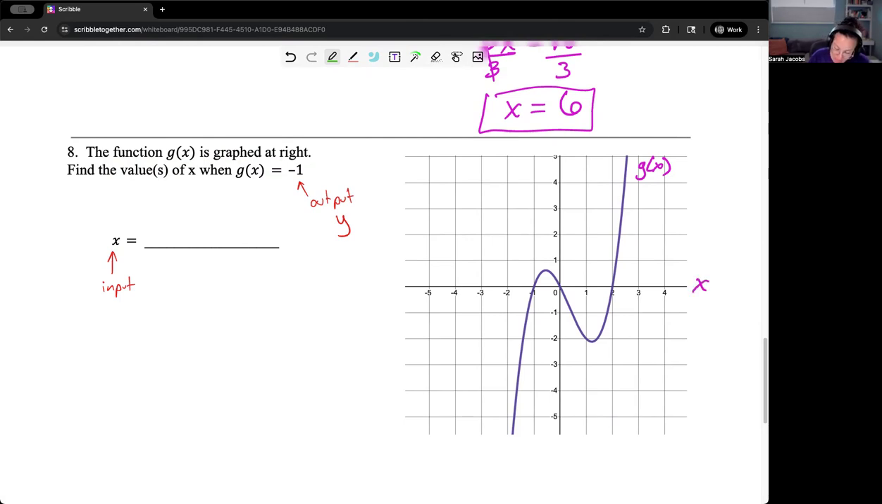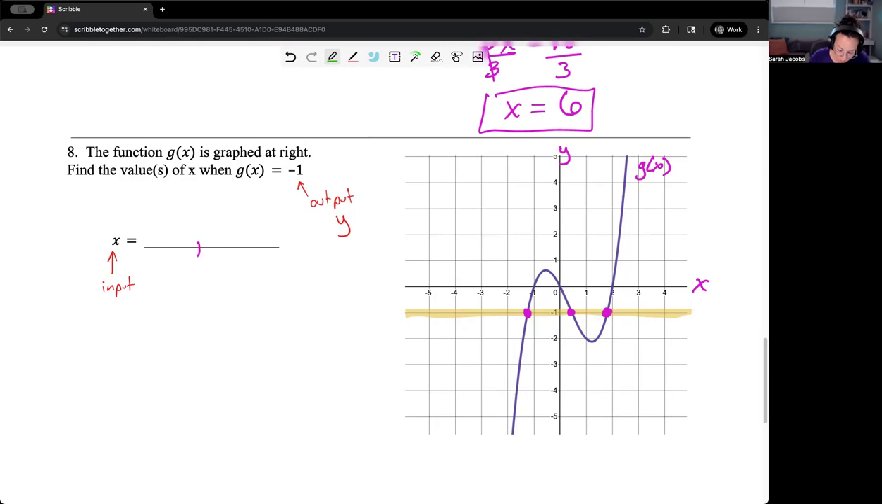So I'm going to label my axes. Here's x and y. And then I'm going to look for where y is equal to -1. So starting at the origin, going down 1. So y is equal to -1 right there. I'm going to draw a line straight through it. And now, I'm going to note there's a spot right here where my horizontal line for the y value crosses the graph. It crosses the graph again right here, and it crosses for a third time right here. So there are 3 x values.